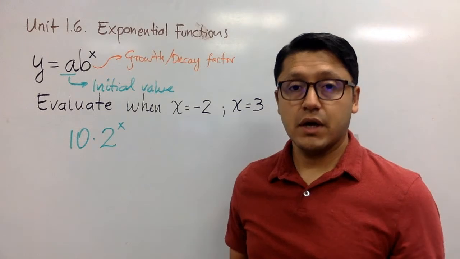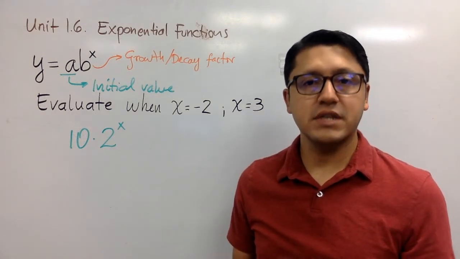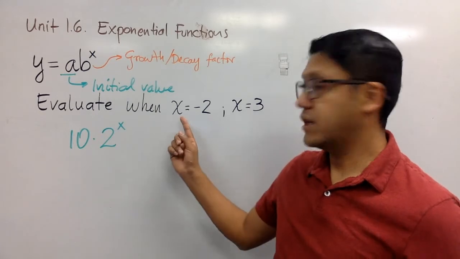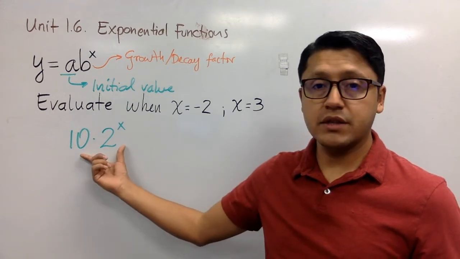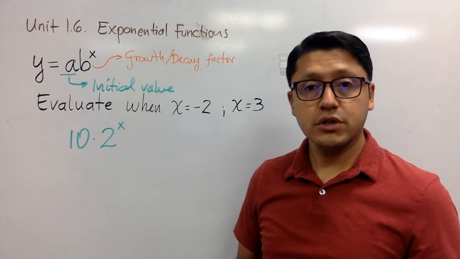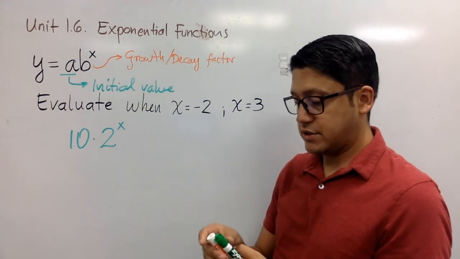One thing that we usually start doing is evaluating. We always do that because it's necessary to find out what the output is when we are given a certain input. So we are going to evaluate this function for two different x values. So let's begin. What happens when x is negative 2 and what happens when x is 3?